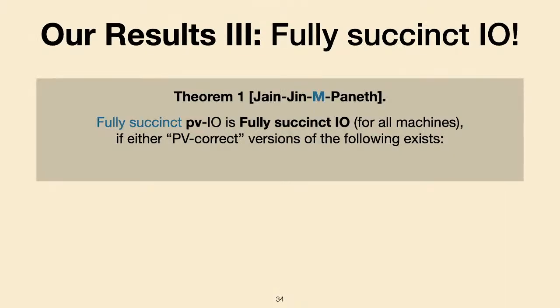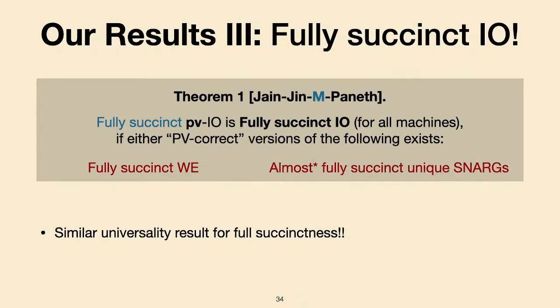Okay, and our third result, maybe it was fourth. Okay, I'm not sure. And it's definitely not theorem 1. Is that, again, just like before, this fully succinct PVI is also universal. And for this, either fully succinct witness encryption sufficed. Oh, or almost fully succinct unique snark. So here, we couldn't quite get it to work with fully succinct unique snarks for some technical reasons.